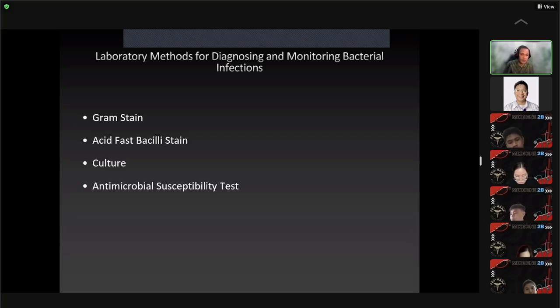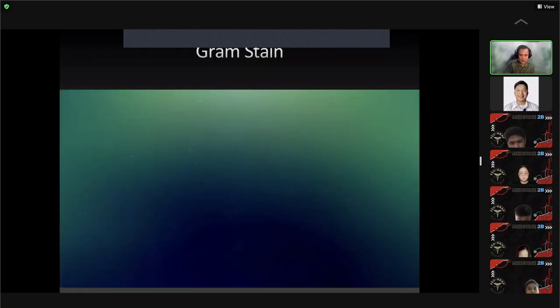So we'll talk about gram stain, acid-fast bacilli stain, culture in general, the workup, and subsequent to a culture, if you're able to ID a microorganism, you do microbial susceptibility testing. This is to guide the clinician on which antibiotic to use, or if the infectious agent already shows resistance to the antibiotics. Okay, so gram stain, this is supposed to be a video.